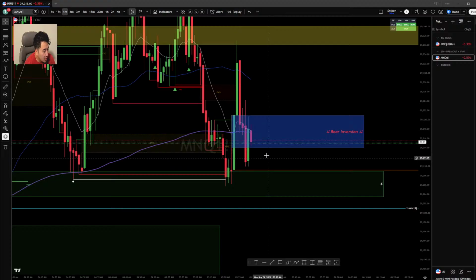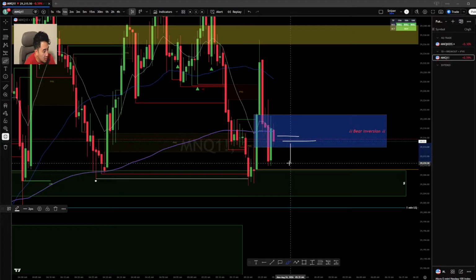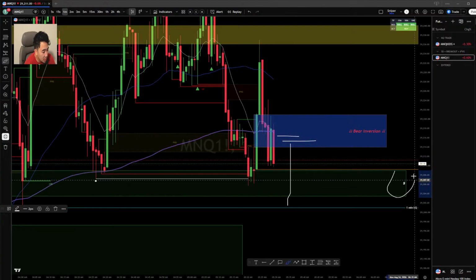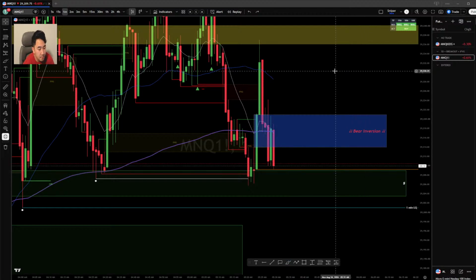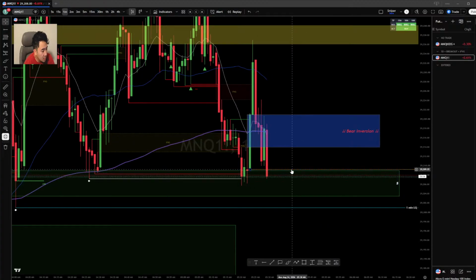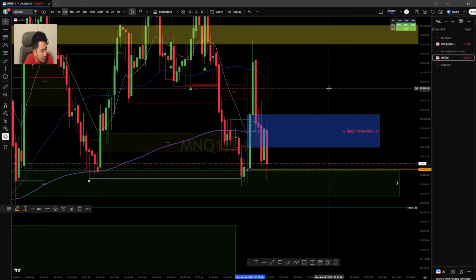Though I would want entry somewhere around this level, just so if we get in, we could be in some profit and start trailing once it hits this 5-minute gap here. All right, this might close over it, but let's see.